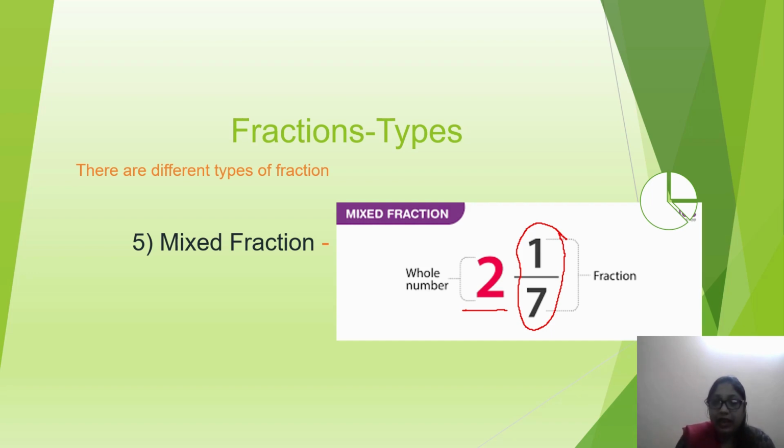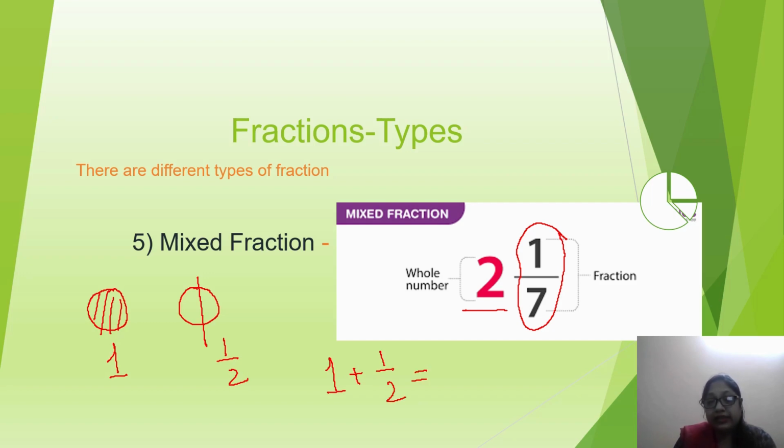For example, I have 2 apples. These 2 circles will represent the 2 apples, and I ate the first one completely. The whole apple I ate, and from the second one I ate half apple. So how many I ate in all? One whole plus half from the second apple. So I can say that I ate 1.5 apple. This is the mixed fraction.